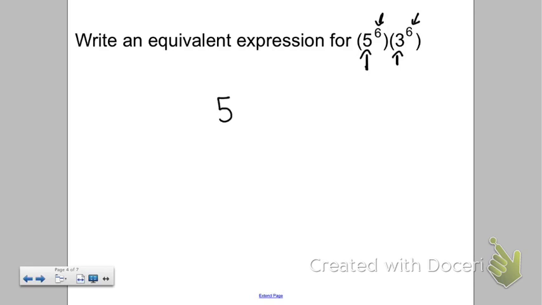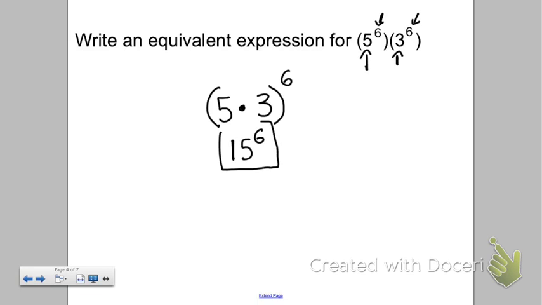So when I have the same exponent, I can write the two bases together, 5 times 3, and I can raise that whole expression to the 6th power. I can simplify this. 5 times 3 gives me 15, so it becomes 15 raised to the 6th power.